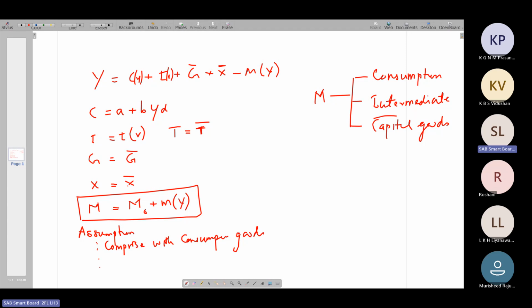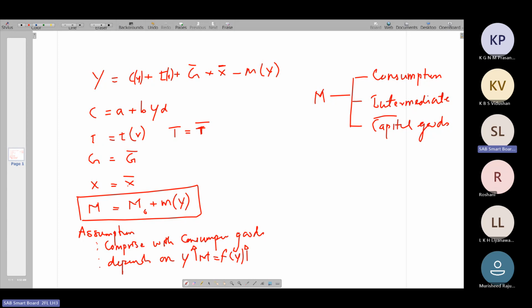And imports depend on a number of factors. Here also there is an assumption: we assume imports mainly depend on income, other factors remaining constant. What are the other factors that determine imports? Maybe the exchange rate, price level, interest rate. Those things we assume constant. So import is a function of income. When there is a rise in income, what happens? Imports also increase.